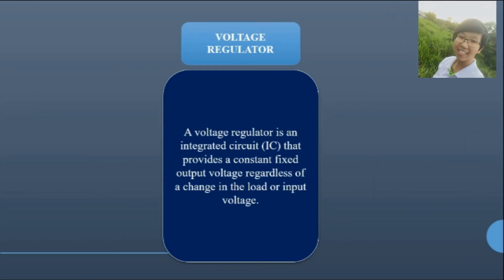So now I want to present about the voltage regulator. A voltage regulator is an integrated circuit that provides a constant fixed output voltage regardless of a change in the load or input voltage.